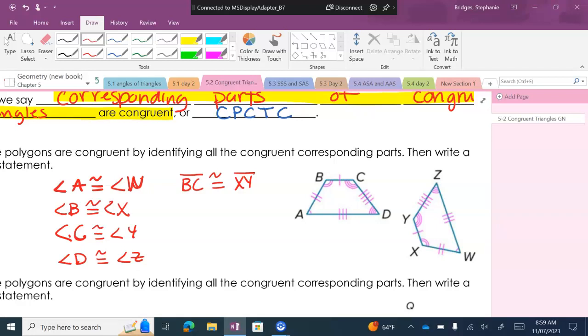Now let's go to the side in the left picture that has two hashes on it. What's that called? BA or AB, it doesn't matter which, the order is going to be congruent to XW, same markings on the other triangle, or not triangle, polygon, sorry.